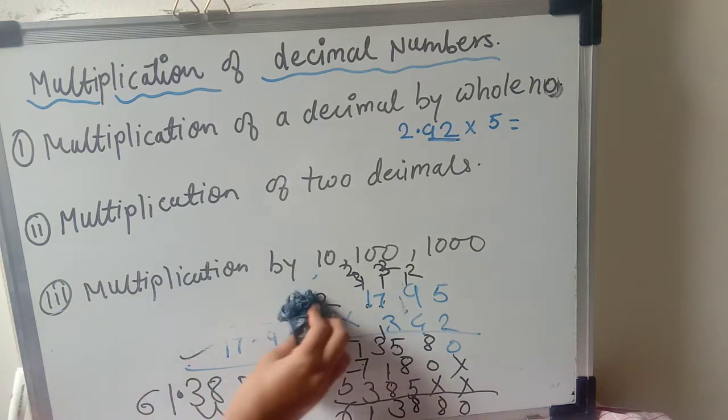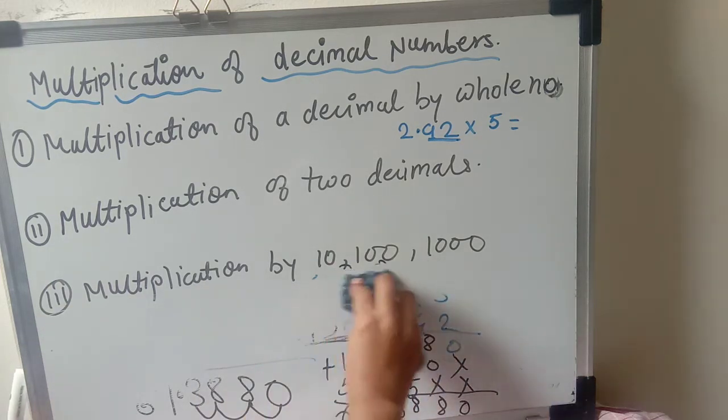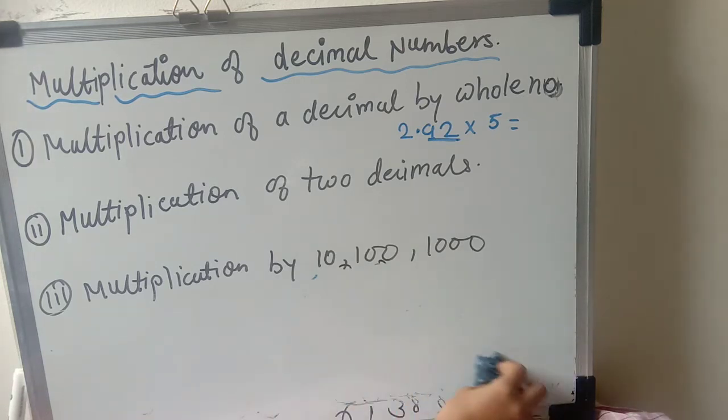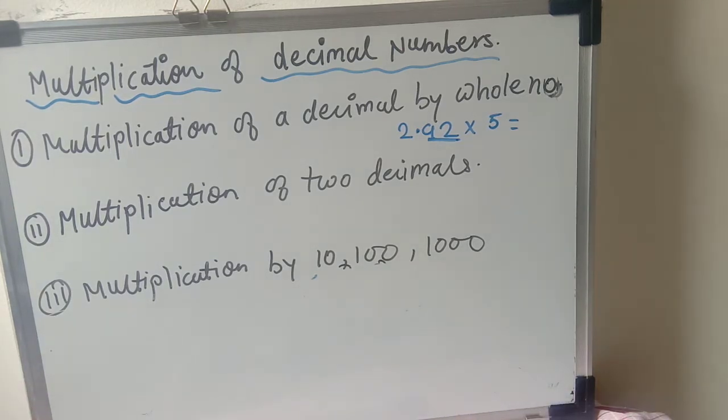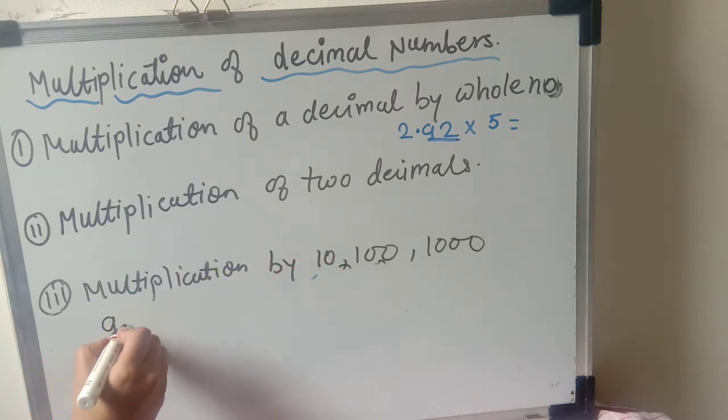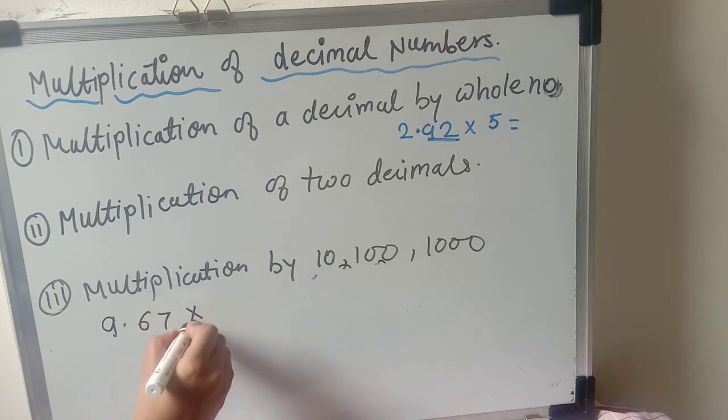Now let's see how to do the multiplication of a decimal by 10, by 100 and by 1000. We have learned this when multiplying any number by 10. For example, if I take 9.67 multiplied by 10.